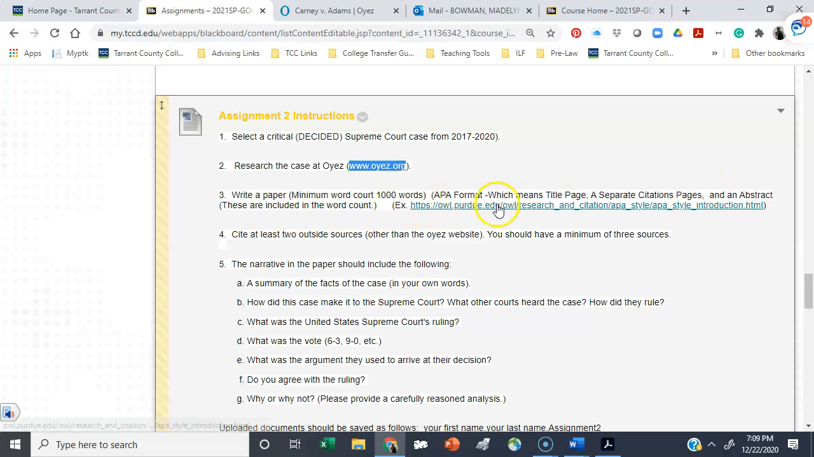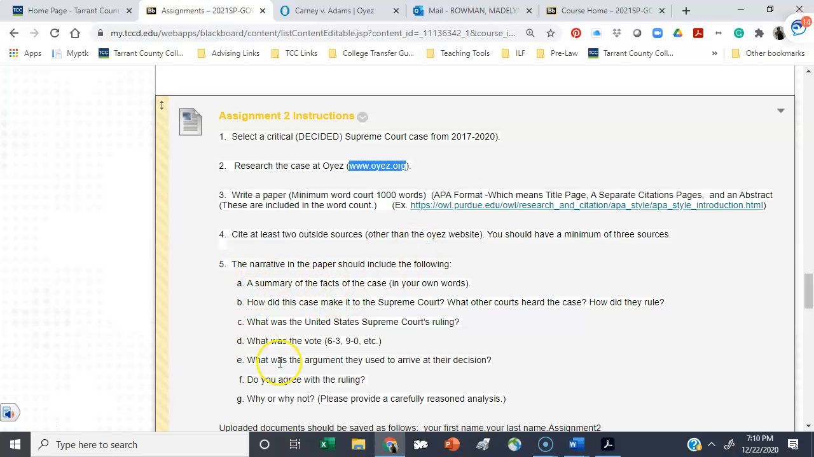An abstract, as you will see in the Purdue OWL information on APA style, is a summary of what I'm about to read. All of this, so the citations, the paper itself, the abstract, are all part of your 1,000 words. And I need you to cite the Oyez website, number 1, and then 2 additional outside sources. Please, please, my friends, do not use Wikipedia. Wikipedia is not a reliable source.